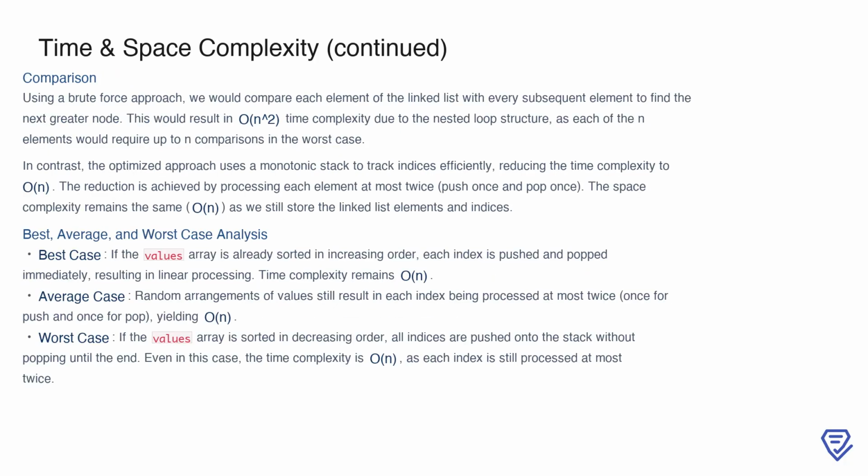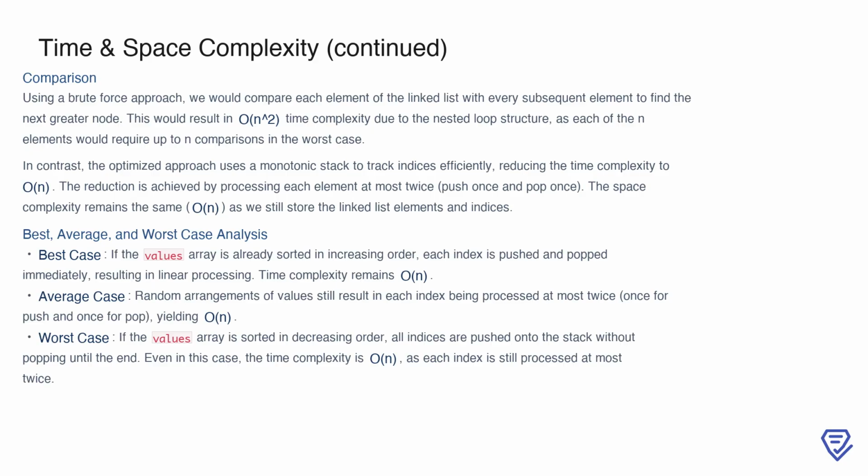To put this into perspective, let's compare the optimized approach with a brute force approach. In a brute force solution, we would compare each element of the linked list with every subsequent element to find the next greater node. This involves a nested loop, where each of the n elements performs up to n comparisons, leading to an O(n squared) time complexity.